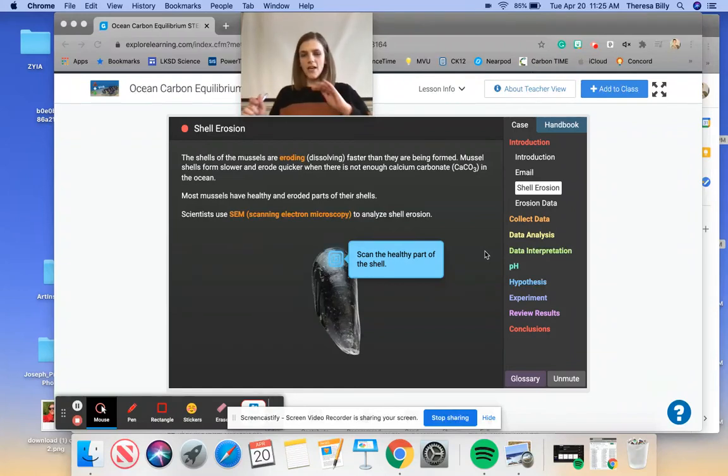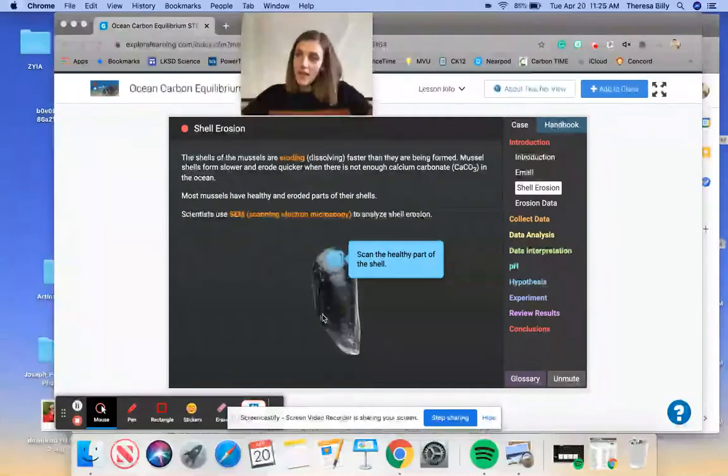Welcome back to chemistry and our big idea for this unit, which is ocean acidification. We specifically this week are looking at a gizmo that's called ocean carbon equilibrium. And I want to give you a quick review of the problem that they're giving you in that gizmo.